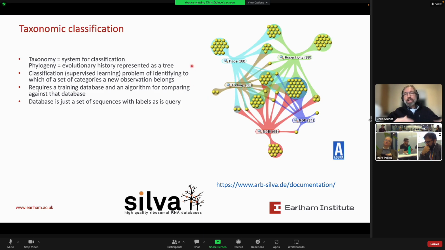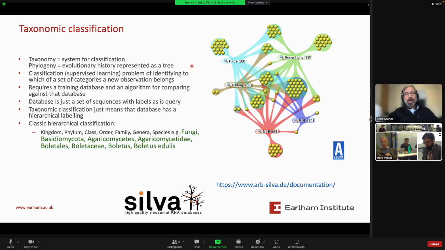Okay, so you have this taxonomy. It's a hierarchical naming scheme. I'll talk a little bit more about it in a minute. If we want to assign a taxonomy to our sequences, we just need a database of reference sequences with those labels on them, and then we're going to use that to enable us to classify our reads against that taxonomy.